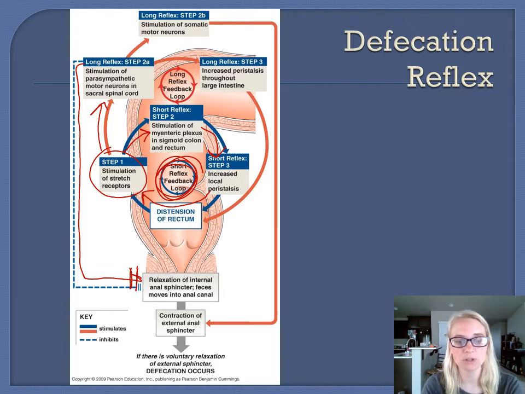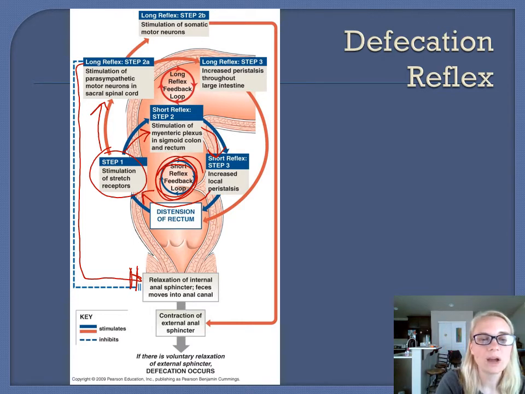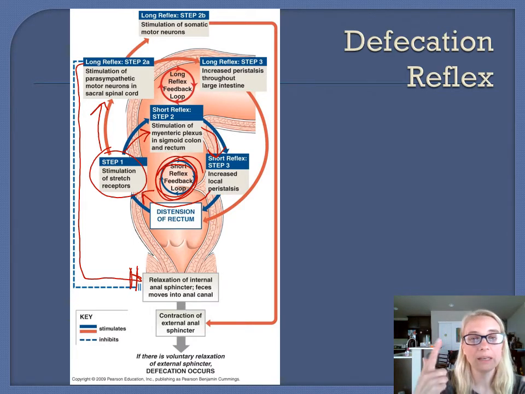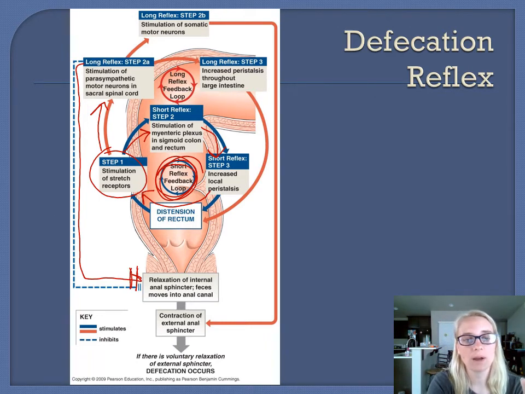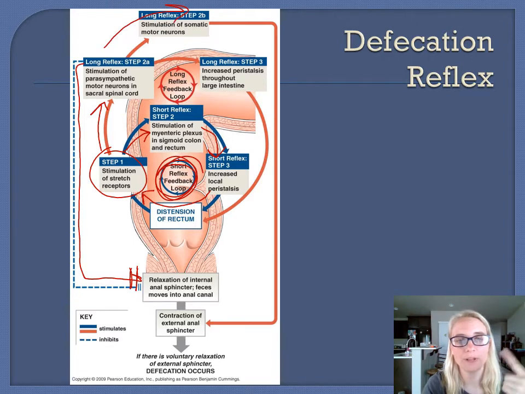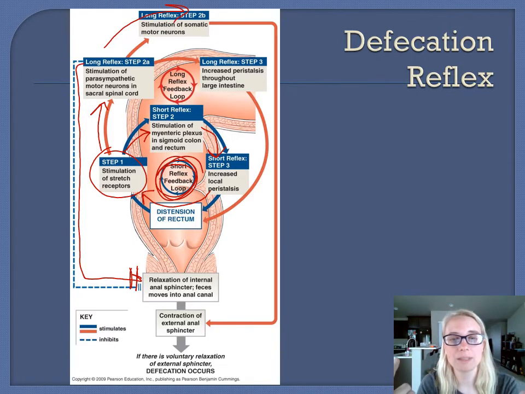There are two anal sphincters. The internal is smooth muscle. The external is skeletal muscle. So this 2A comes down and it relaxes the internal sphincter, allowing the feces to move down towards the anus, putting pressure on the external anal sphincter. And then, because now it's gone up to your spinal cord in the long reflex, right? Long reflexes go up to your CNS. It is going to give you that sensation of, okay, stuff's moving down there.